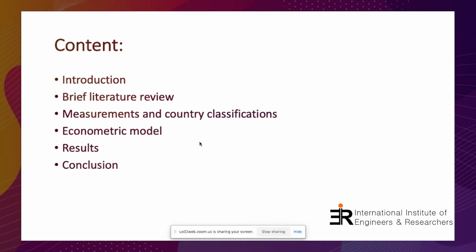The presentation consists mainly of six sections: introduction, brief literature review, I'll go through the measurement and countries classification, and then I'll present the econometric model, followed by the results and a very brief conclusion.